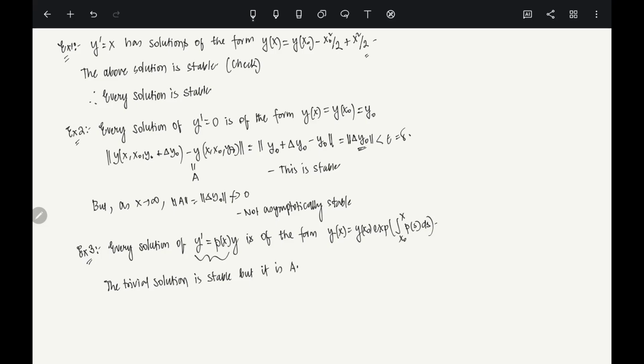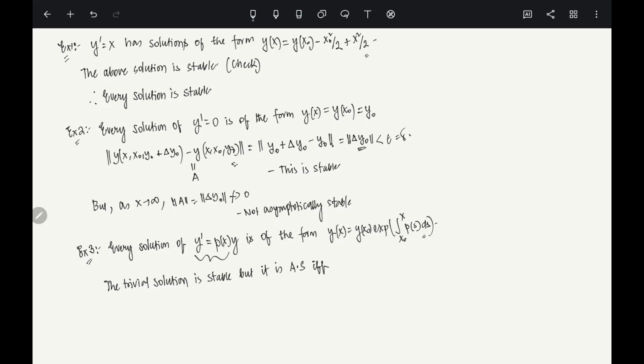Let me write it this way. A is asymptotically stable if and only if, when do you think it is asymptotically stable? See, if you write down this difference here, what is going to happen? It is delta y naught exponential of this particular thing, right? Now you see, if the exponential of this whatever inside goes to minus infinity, then the exponential of this whole thing goes to 0, then we are in business.